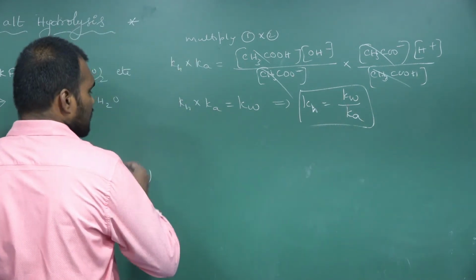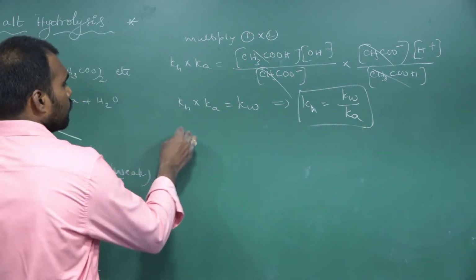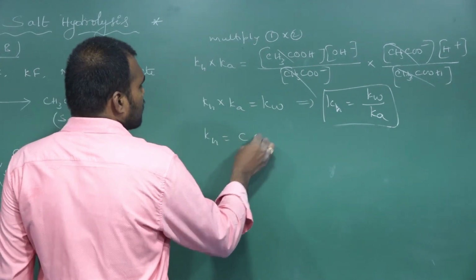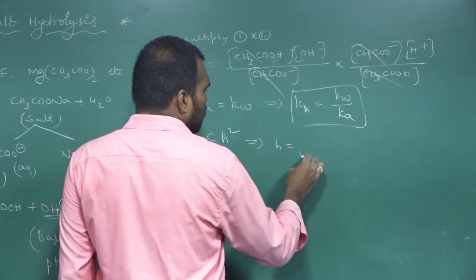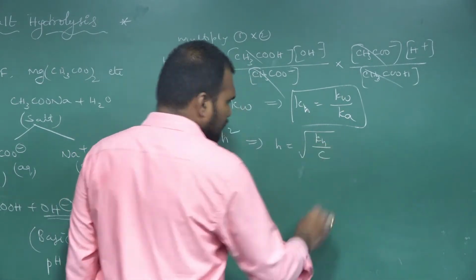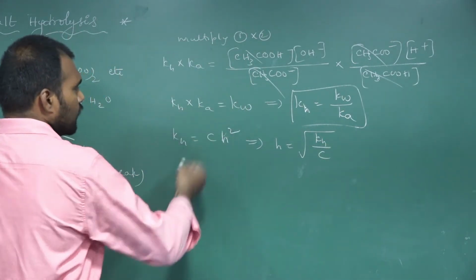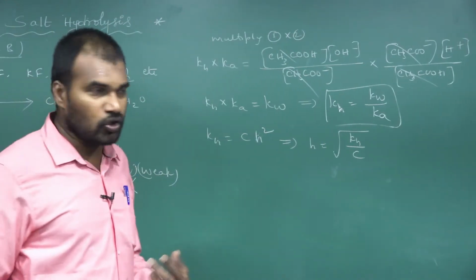Next, according to Ostwald's equation, Kh is equal to C h square. From the degree of hydrolysis, h is equal to square root of Kh by C. And here it furnishes OH minus ions into the solution.